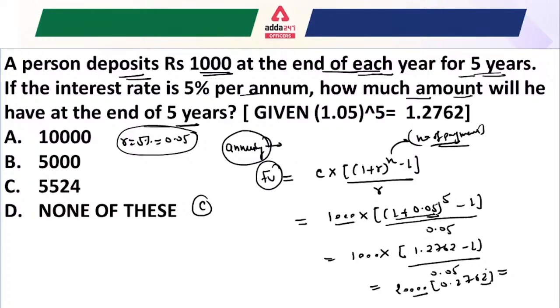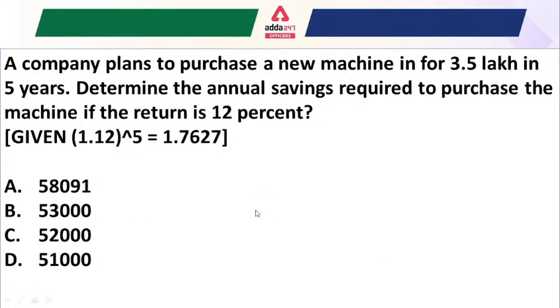0.2762. So this value would be 5,524. All right. So the correct answer, that will be your C, the third option. Okay. I hope it is now clear for everyone. So this is how we solve these kinds of questions. Okay. Now solve another question.